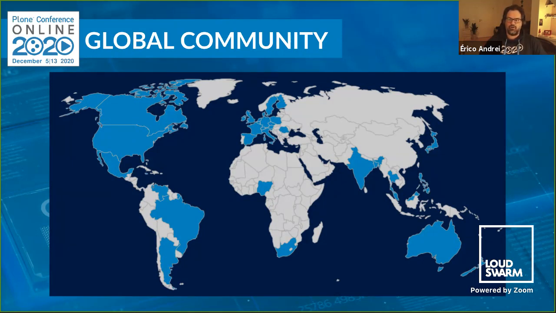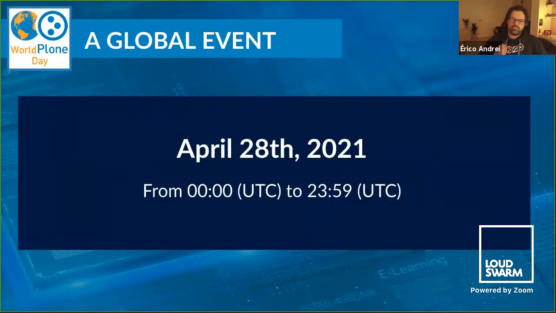We usually host the Plone Open Garden in Toronto. So we decided to move the Worldwide Plone Day, an annual Plone event happening in every city where we have Plone companies, to be online next year. So it's going to be also a global event on April 28, 2021, starting at midnight UTC time, going all the way to midnight UTC time the next day.